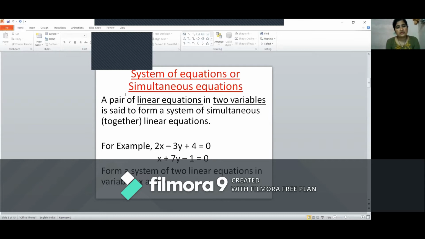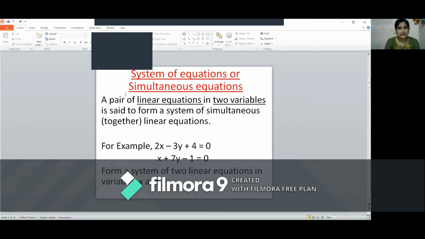To find the solution of a system of linear equations, we have to solve them simultaneously, so it becomes a simultaneous equation. Here I have two linear equations: 2x - 3y + 4 = 0 and x + 7y - 1 = 0. Here is a system of two linear equations in the variables x and y. To find the solution of this system, we have to solve these two equations simultaneously for the values of x and y.